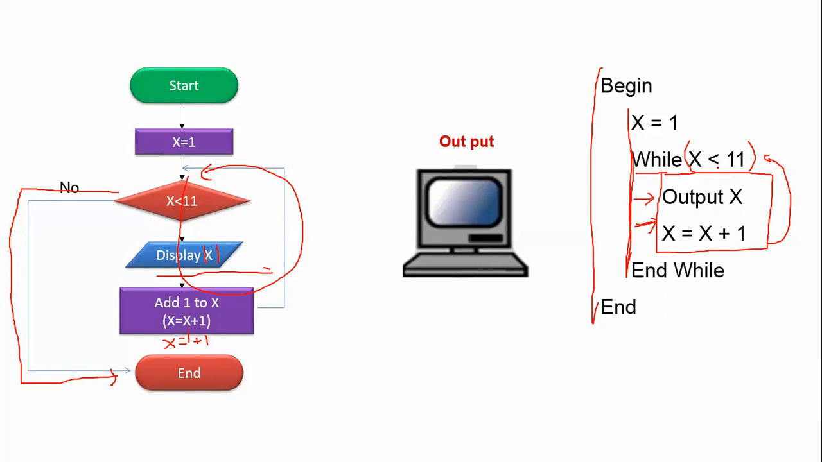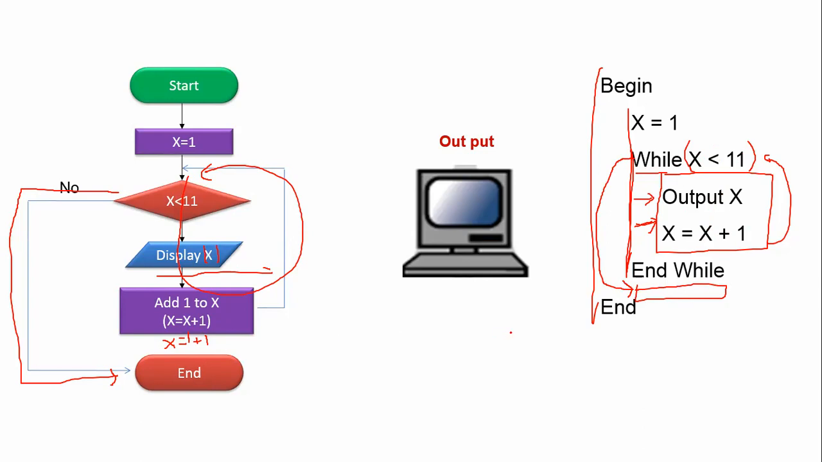1, 10, then goes to here, 10 less than 11, whether it's true or false? True. Output 10, 10 plus 1, 11, then goes to here, 11 less than 11, now it's false. Then once it is false, then out from the loop, End. Then come to here. If there are some statements in here, those are executed, right? But in here there is no statement, therefore go to end.